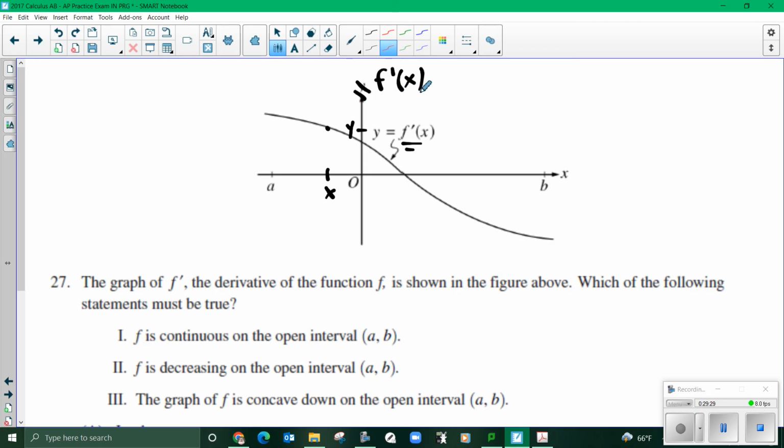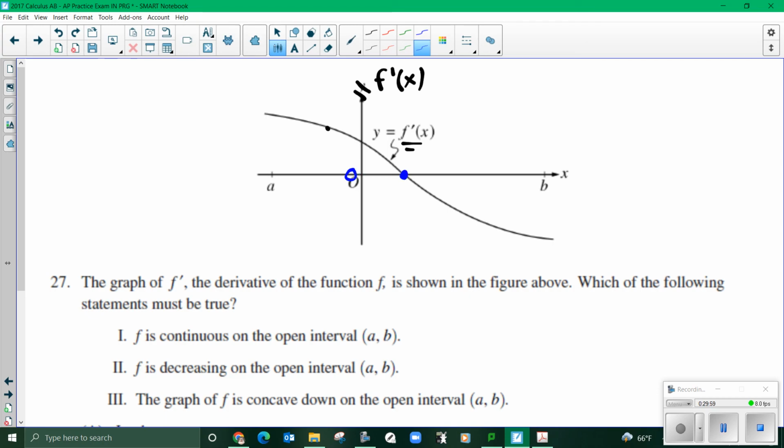Okay, any y value for any coordinate is now the derivative, because y is the derivative. That's what we graphed. All right, you need to understand that. The next thing I like to do is say, whenever y is 0, that means my derivative is 0, correct? Right here.